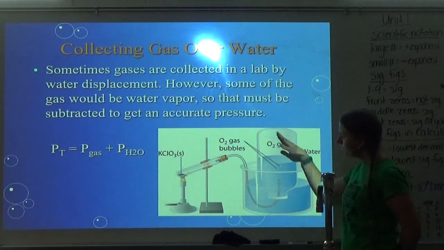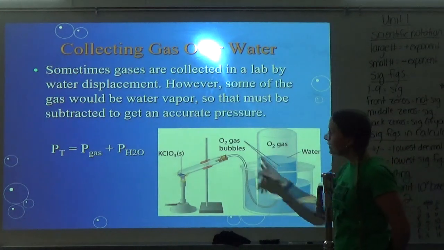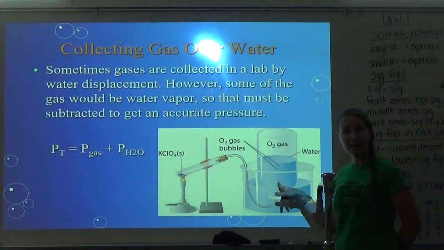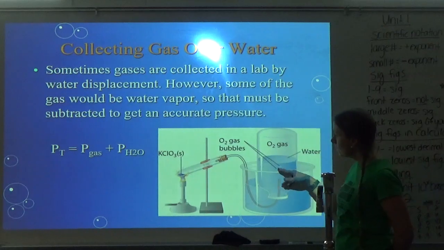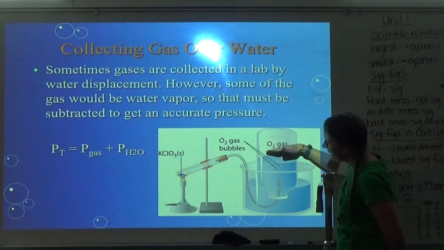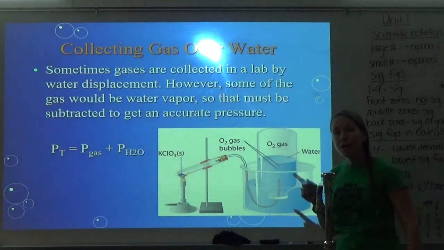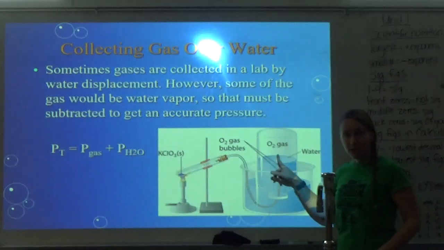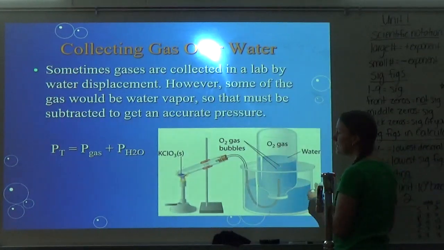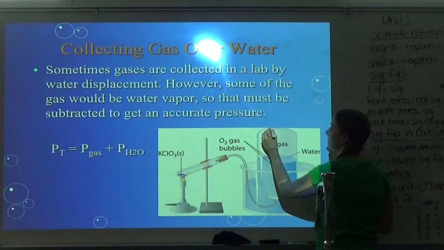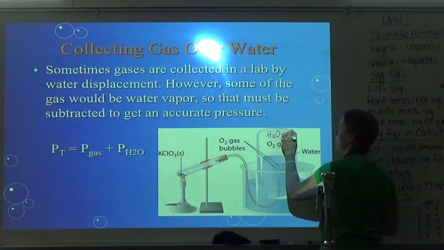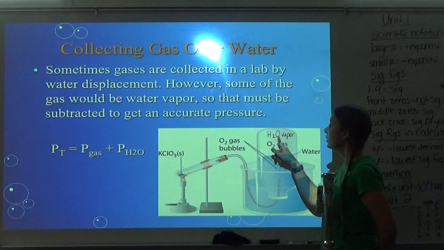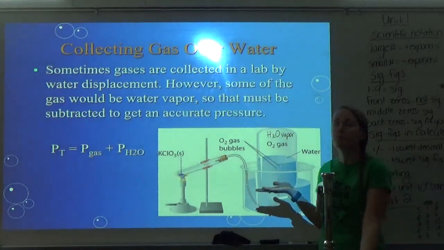So sometimes what they'll do is they'll fill an entire container with water. They'll have a reaction that's producing a gas, and it'll have a little tube that goes into that container. So as bubbles come up, the level of the water goes down because now there's a gas there. But the problem is some of this water is then going to evaporate. So up here we don't just have O2 gas, we also have water vapor. And so if you're trying to figure out the pressure of just the O2 gas, you're going to have to subtract the water vapor or you're going to have too high a number.